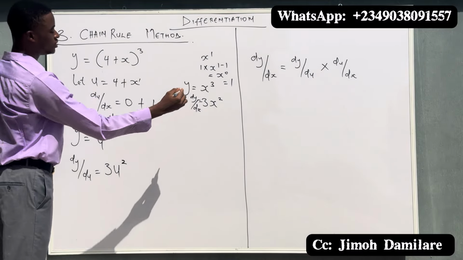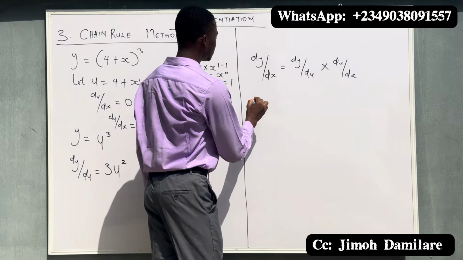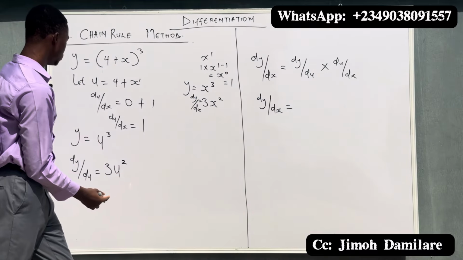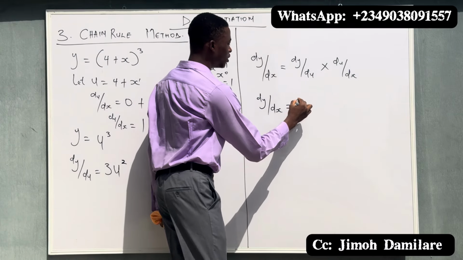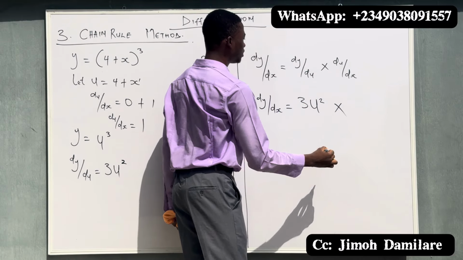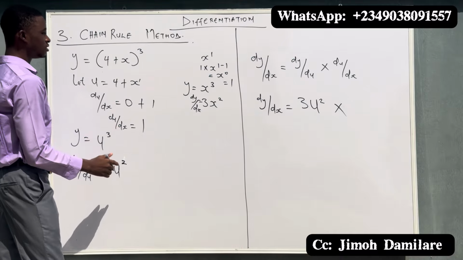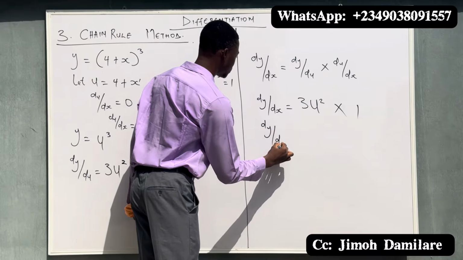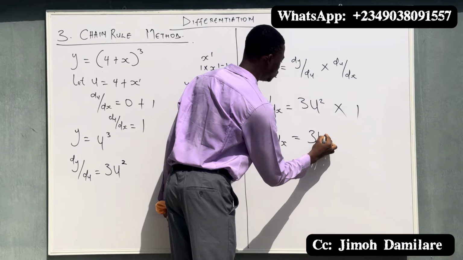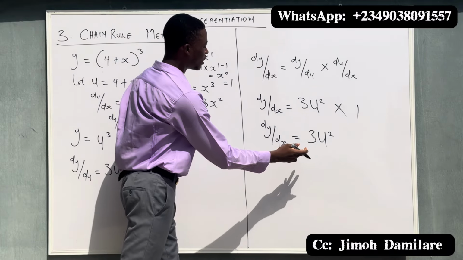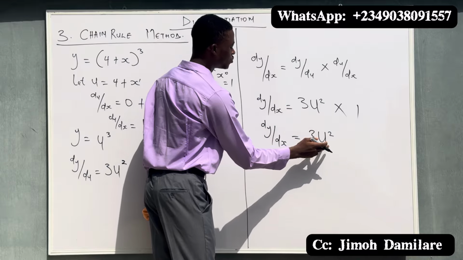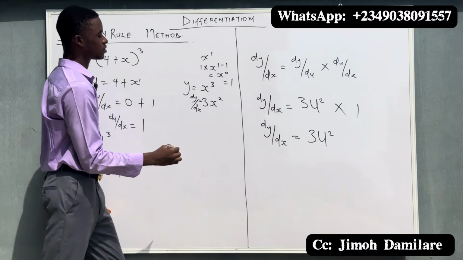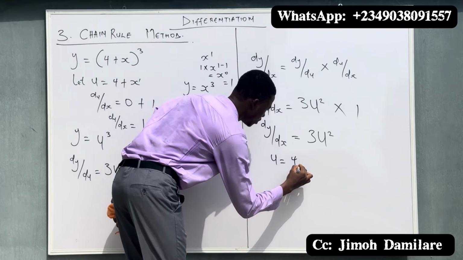We can now use our chain rule method of differentiation by saying our dy over dx will be equal to dy over du, which is 3u squared, multiplied by du over dx, which is equal to 1. So our dy over dx will be equal to 3u squared. But we cannot leave this as u because this is in terms of x. So we have to express u back in terms of x. And we know that our u is equal to 4 plus x.